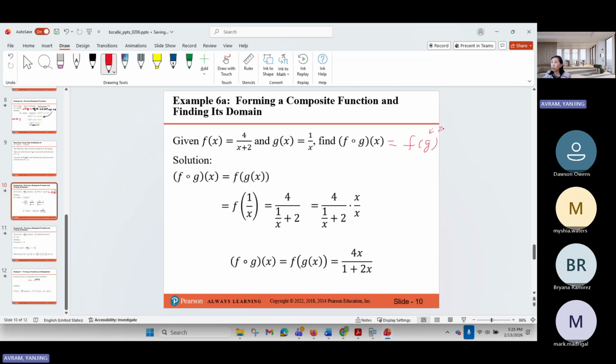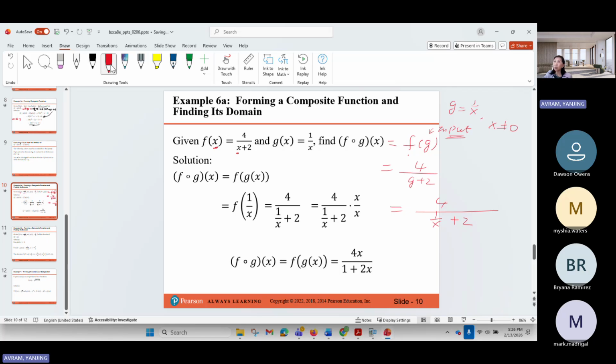G is called the input. You cannot throw junk into the function, so the input has to be a valid value. Since my G is 1 over X, input X cannot be equal to 0. Then let's see what my output is. I go to the F function, replace all the X by G. So that's 4 over G plus 2, and G here is 1 over X, so 4 over 1 over X plus 2.